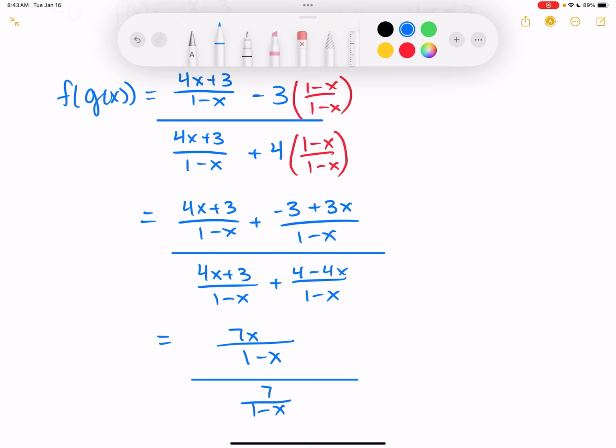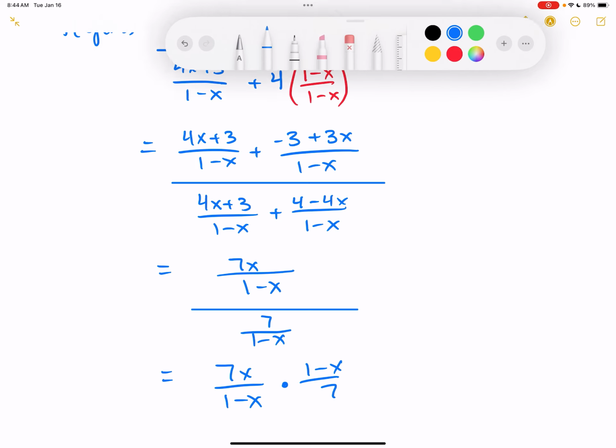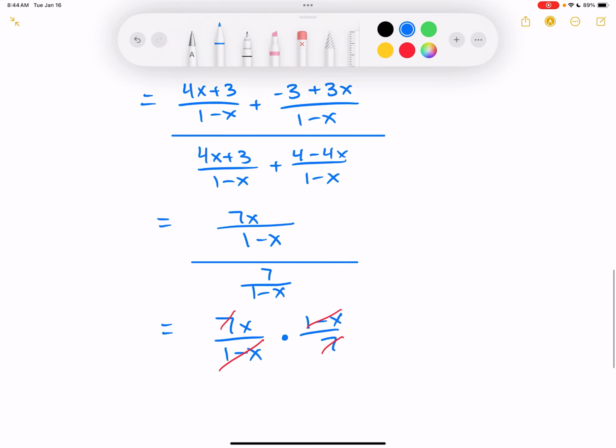Now, what do I do when I have a fraction divided by another fraction? Divide. Keep, change, flip. So the top one stays 7x over 1 minus x times, and then we flip this bottom one, so it's going to be 1 minus x over 7. So the 1 minus x's cancel, 7's cancel, and finally we're left with an x. So f of g of x worked.